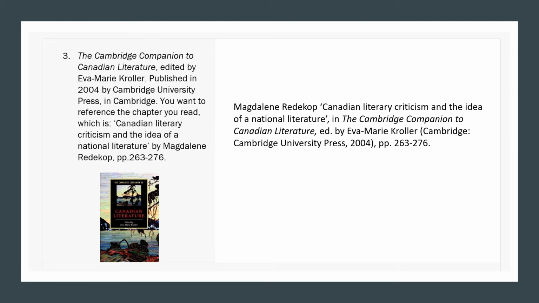We prioritise what we've read, so we start with the author of the chapter, followed by the chapter title in single quotation marks, followed by a comma. Then we write in and give the title of the book in italics, ed.by, edited by the author of the book. The publication details come in brackets, and here we give the page numbers of the chapter using pp. for multiple pages. Okay, that probably required a few more brain cells. Let's move on.